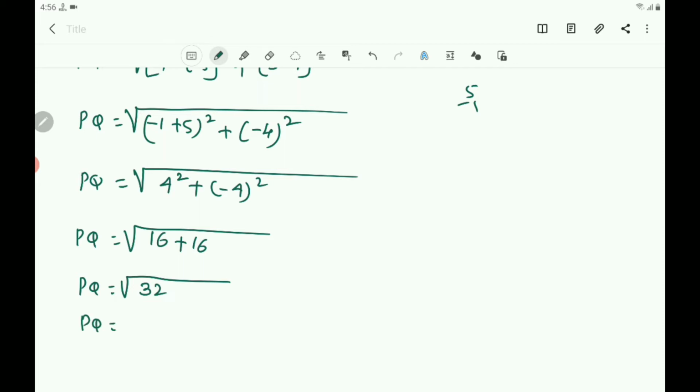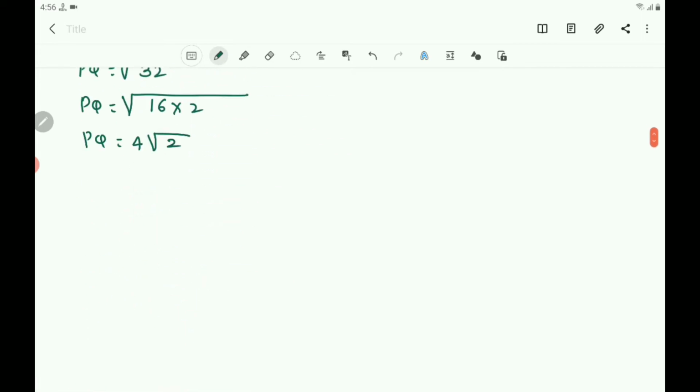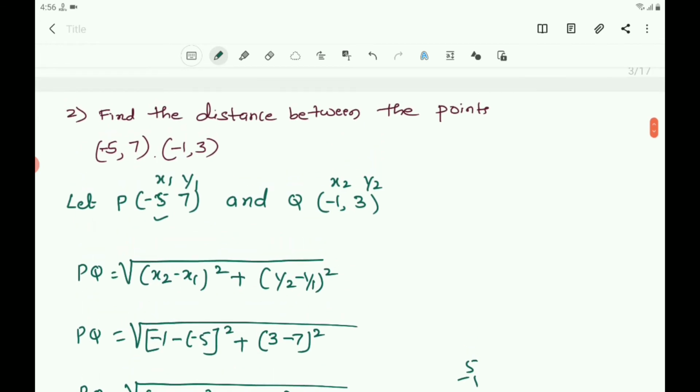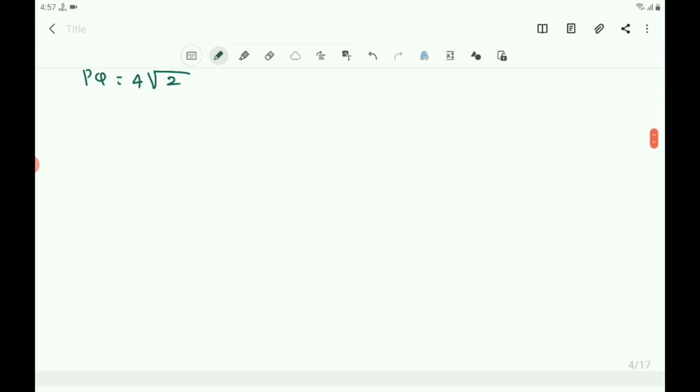Then PQ equals, you can write 32 as the product of a square number into some other number, that is 16 into 2. Then you can write PQ equals square root of 16 is 4, so 4 root 2. So the distance between the points (-5, 7) and (-1, 3) is 4 root 2.